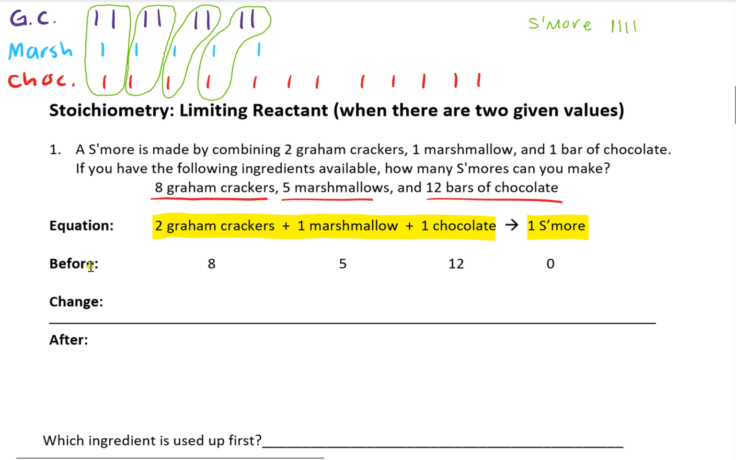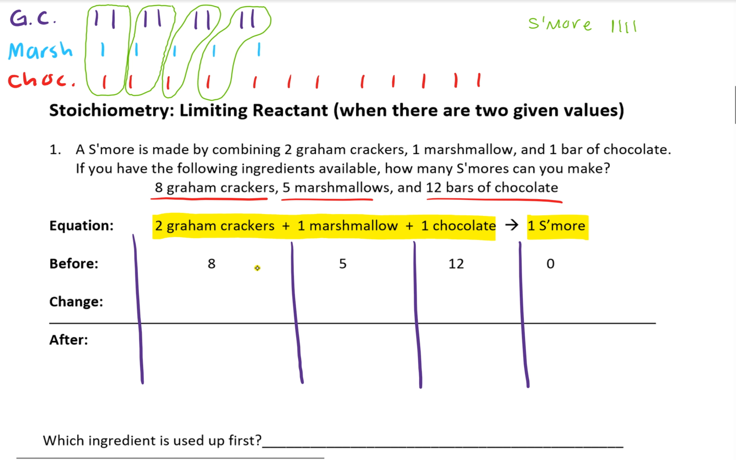BCA stands for before, change, and after. It gives us the whole picture of what's happening in this reaction from start to finish. So we always want to write down our recipe, aka your balanced equation. And then the before row is going to be the quantity that is given to you in the question. How much ingredients do you have available in that pantry? And I like to draw boxes to separate our ingredients from one another.